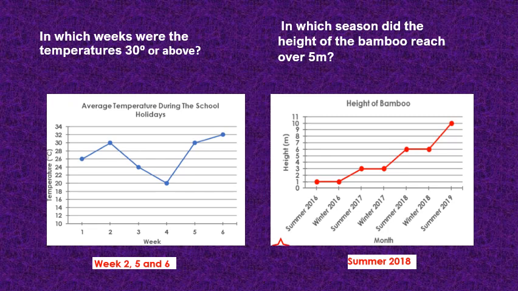And for the question, in which season did the height of the bamboo reach over 5 meters? I had summer 2018, and if I look across on the graph, in summer 2018, it was 6 meters, which is over 5 meters. So reading the questions is really important so we understand exactly what information we're looking for.